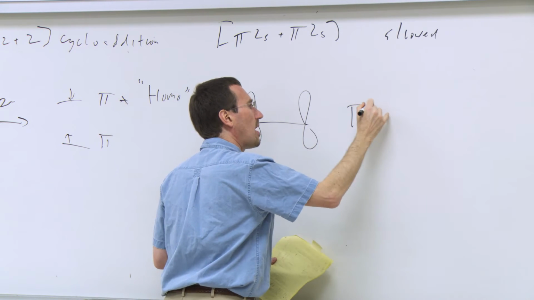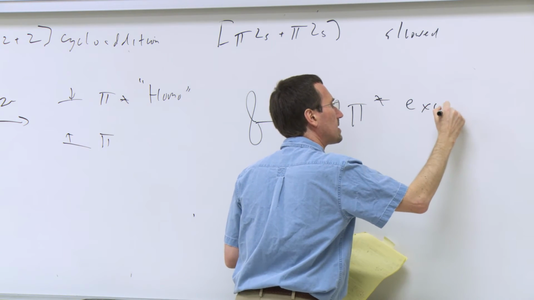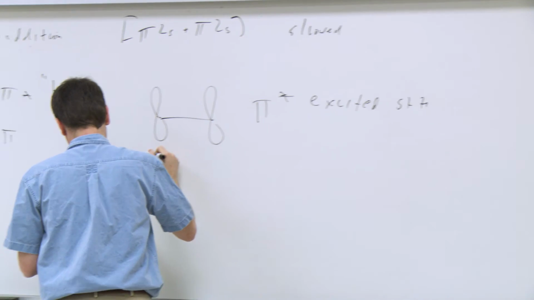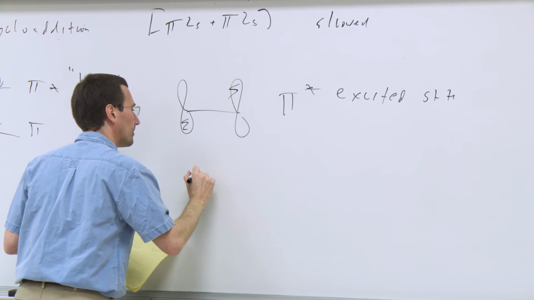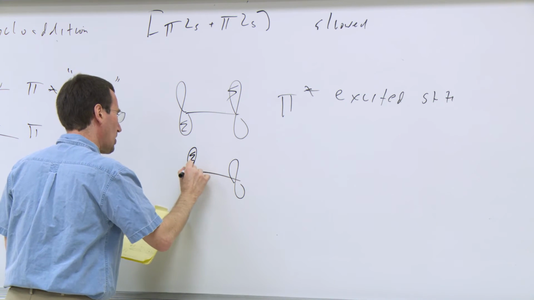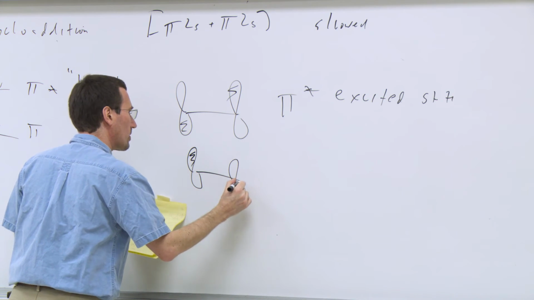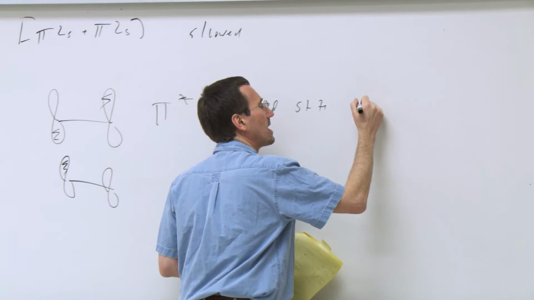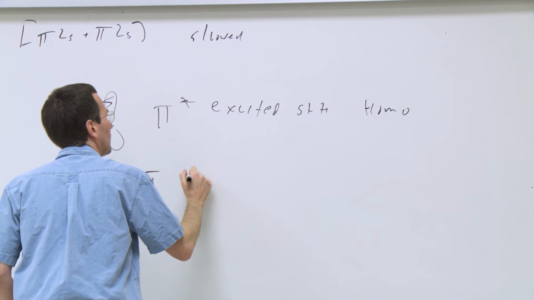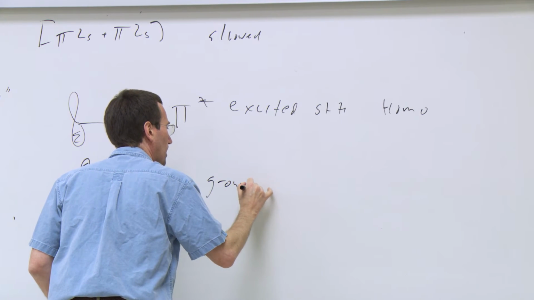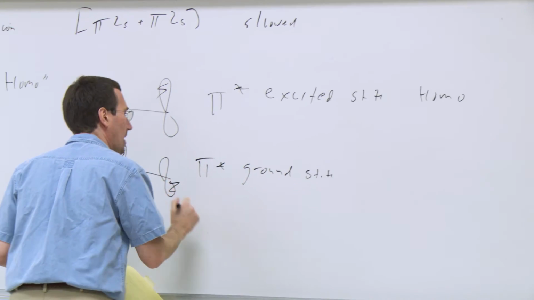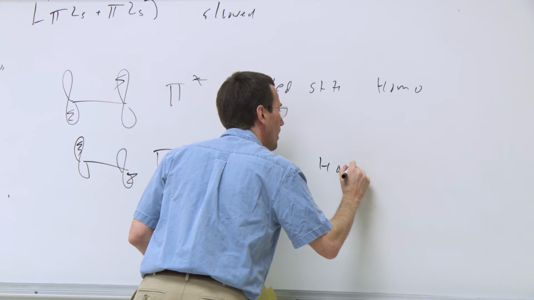overlap of your pi star excited state and your pi star of your ground state. So your pi star excited state, I'll say HOMO, and your pi star ground state, LUMO.